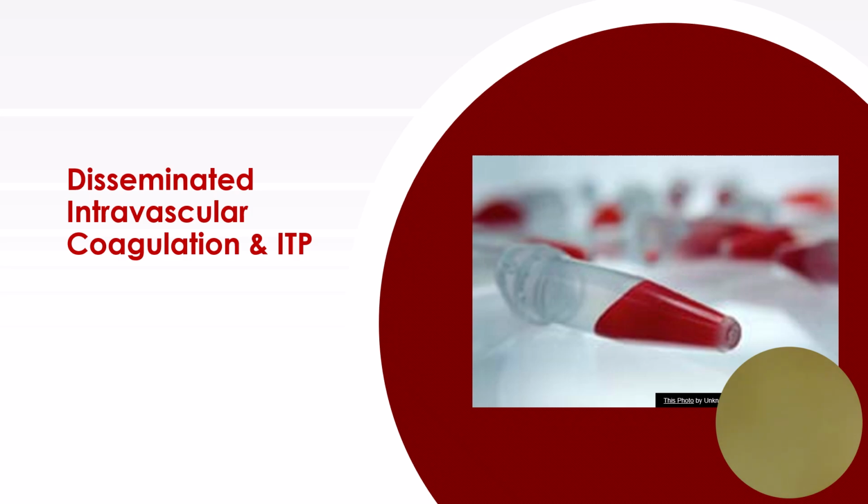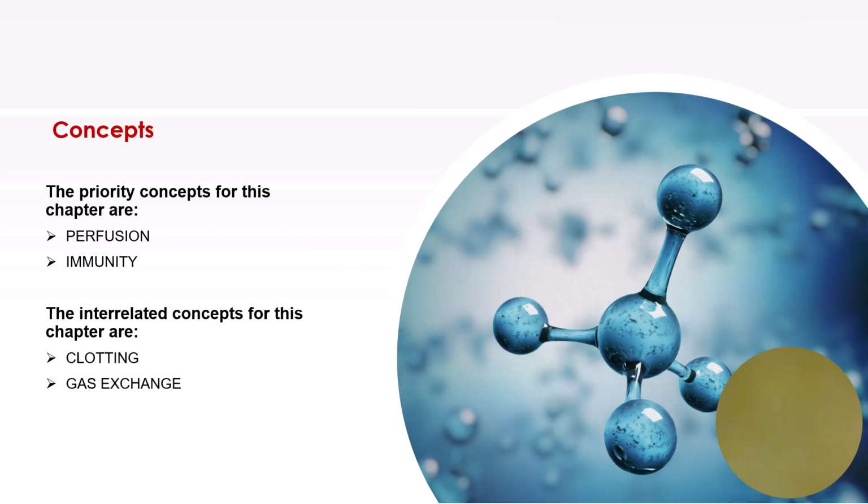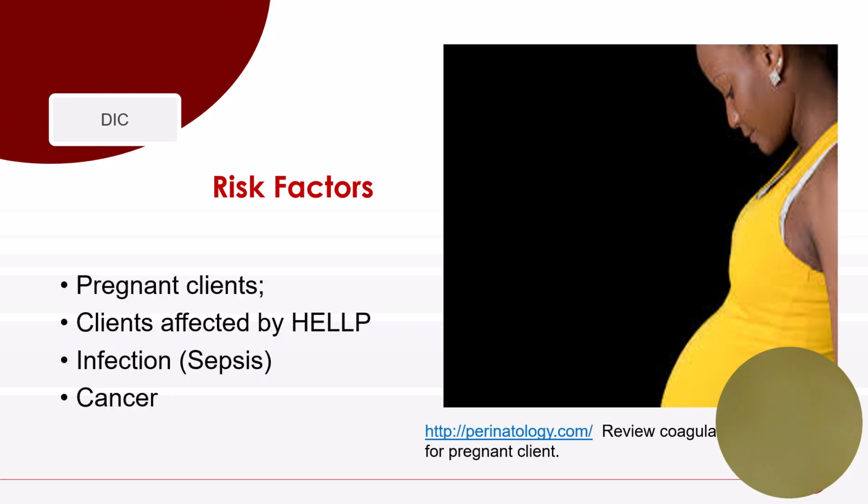Disseminated intravascular coagulation and ITP. We're going to be looking at perfusion and immunity during this clotting exemplar. The interrelated concepts are going to be clotting and gas exchange. First of all, we're going to talk about DIC. What is it? Disseminated intravascular coagulation.